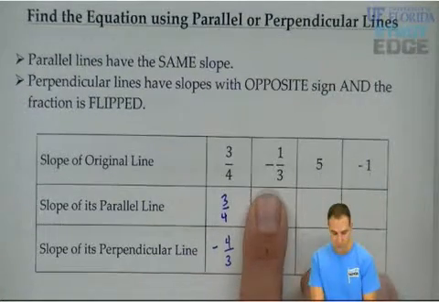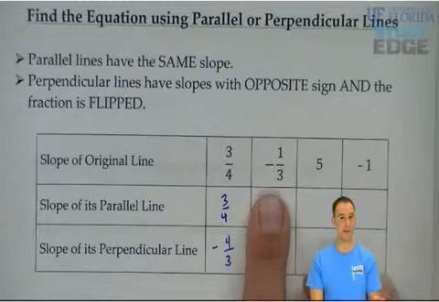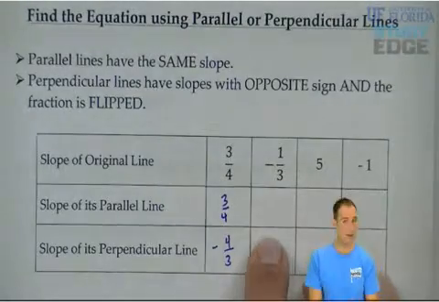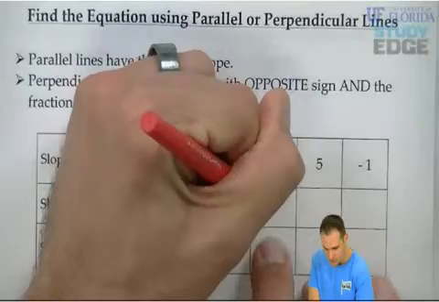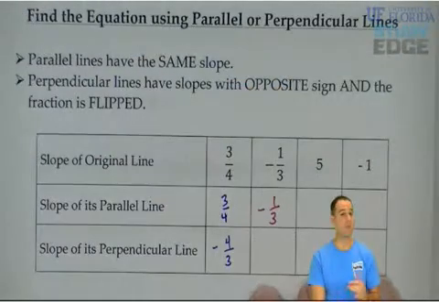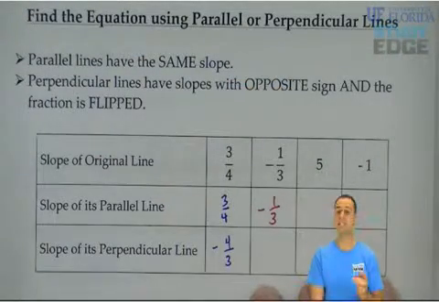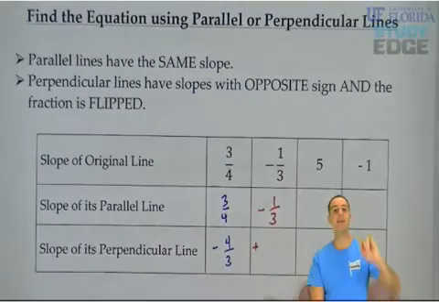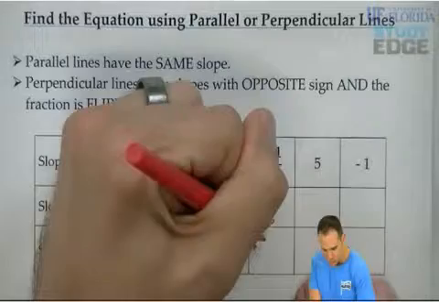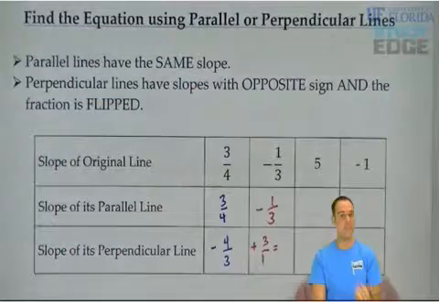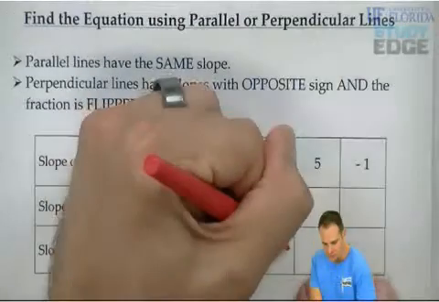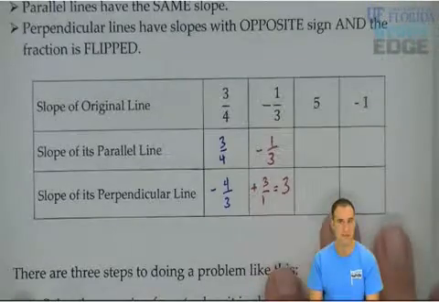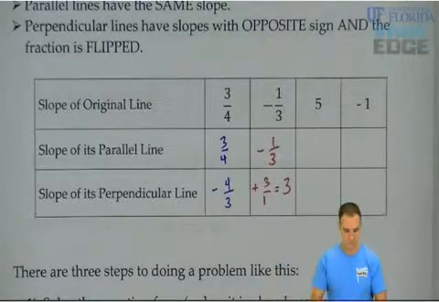Let's say the slope of the original line is negative 1/3. What's the slope of the parallel line? The same, also negative 1/3. How about the perpendicular though? Take the opposite sign. Instead of negative, it'll be positive, and the fraction is flipped, which will be 3/1. And this will actually simplify to just be a slope of 3. Starting to get the idea here?